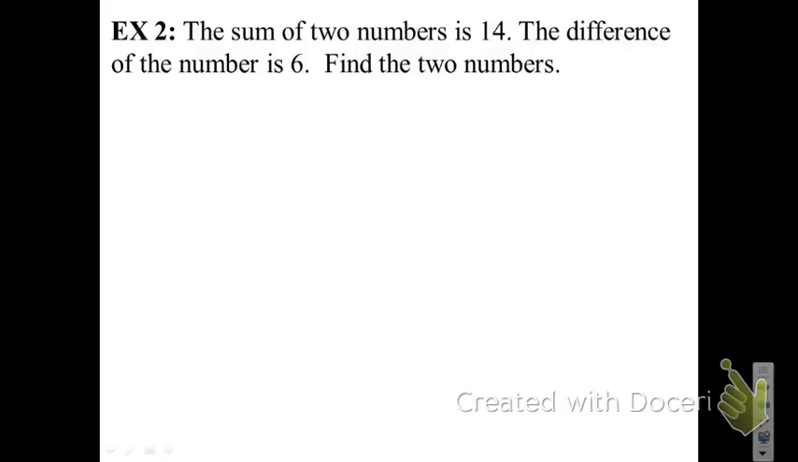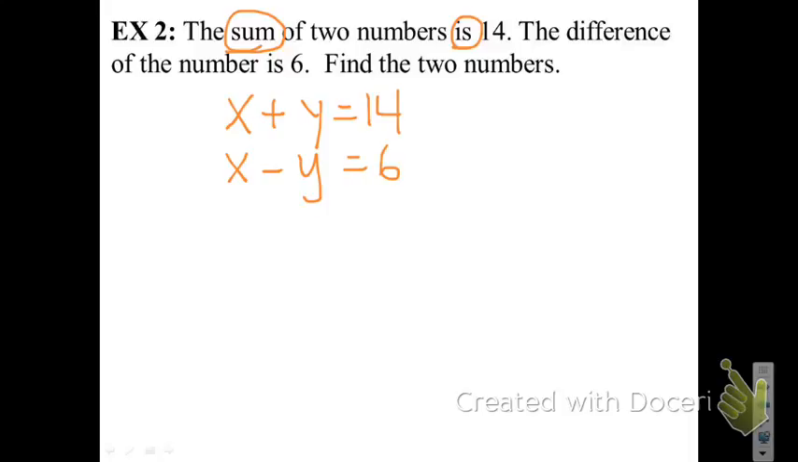Okay, we have a word problem. It says the sum of two numbers is 14. So the sum means we're going to add two numbers and set them equal to 14. We don't know what the numbers are, so I'm going to call them x and y. The second sentence says the difference of the numbers is 6. So we're going to subtract them and say it's equal to 6. Find the two numbers.